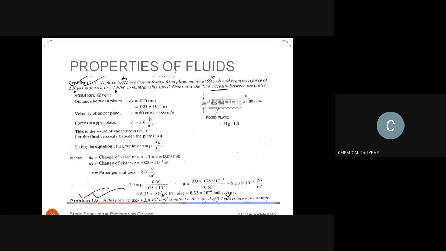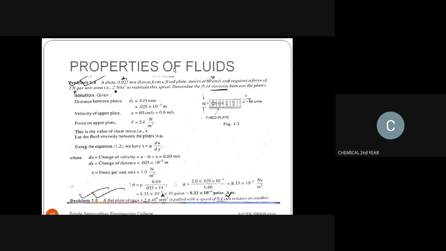So you know the shear stress. Shear stress is directly proportional to velocity gradient, right? So tau is equal to mu into du by dy. That is a formula that should come to your mind whenever the viscosity has been asked. From that shear stress equation, you can easily determine the viscosity mu.